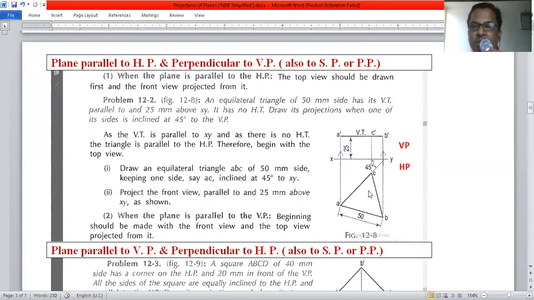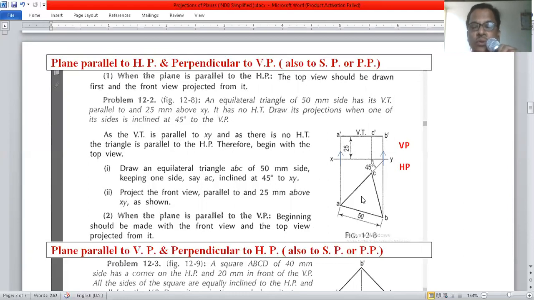So naturally in the HP you can see the true shape. You can start with the true shape, and this true shape you can project here. Now how to project? Project the A point like this, C point like this, B point like this. But now where to draw this edge view? For that, already the vertical trace is given, which is indirectly the edge view in the VP. So the location of that is given as 25 mm above the reference line. So take this 25, 25 and draw this line. So this is the edge view.